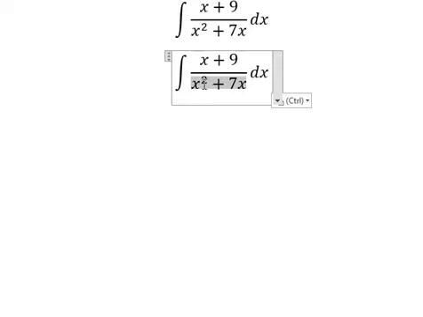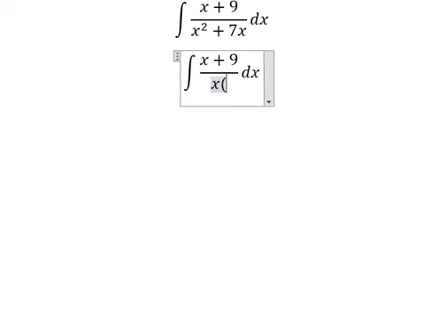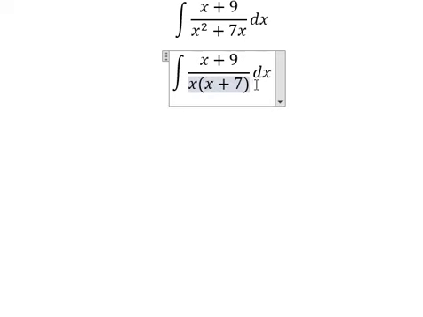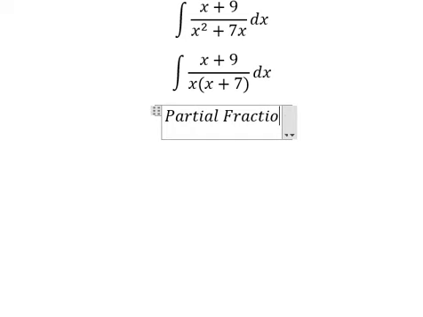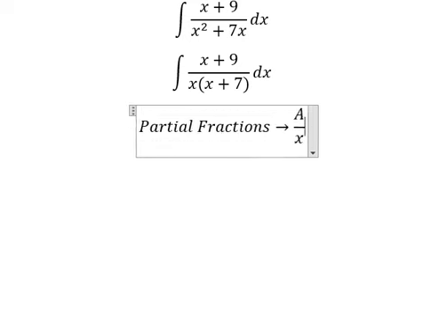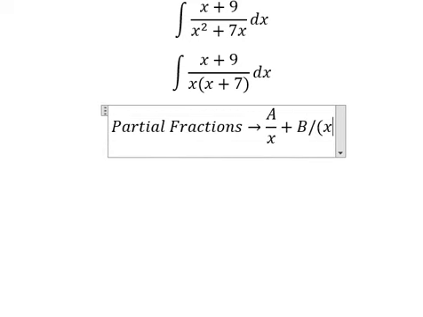We can do factorization by x. Next, we can use partial fractions. So I will put A over x plus B over x plus 7.